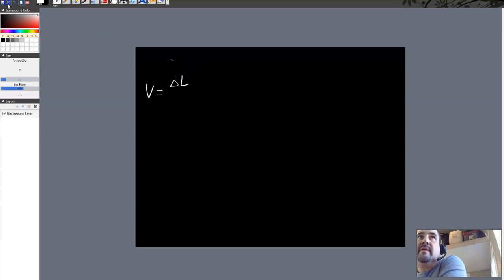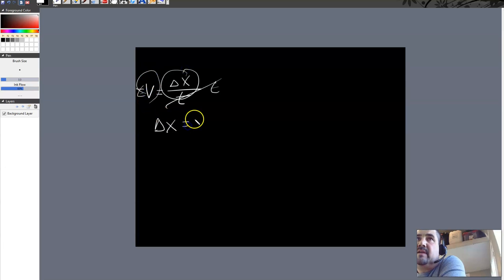Let me undo that. And this one right here. And remember, this equation is for no acceleration, right? But we're going to use it anyway, and this is why. We're going to solve for x, so we multiply by t on both sides, and the t's cancel out. We end up with delta x on one side, and v and t on the other side. So I want to put v times t.